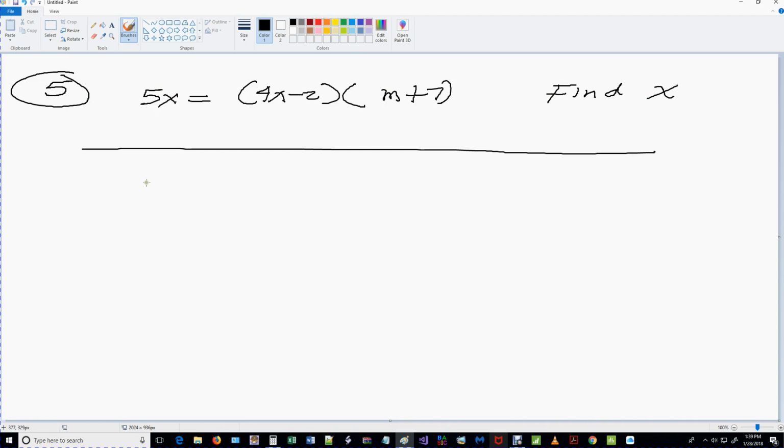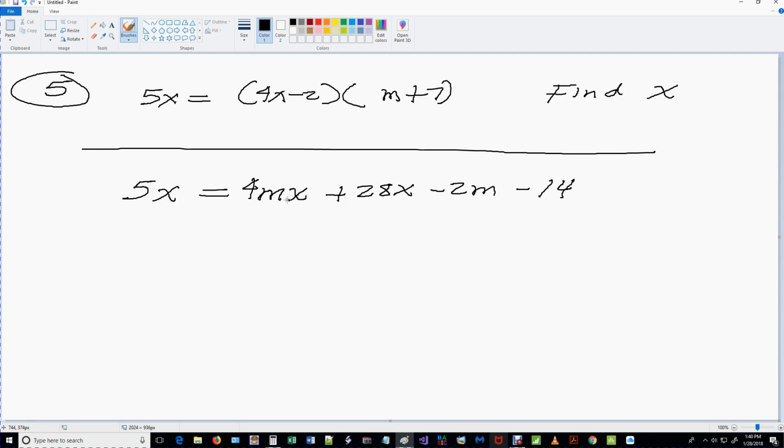Alright, the first thing we do is multiply the right hand side. On the right hand side, you have two binomials inside parentheses, so you do FOIL. So first, 4x times m is 4xm, but typically you do in alphabetical order, so it's 4mx instead of 4xm. Now you do outer, 7 times 4, you get 28x. Inner, m times minus 2, that gives you minus 2m. And then last is minus 2 and 7, so it's minus 14.